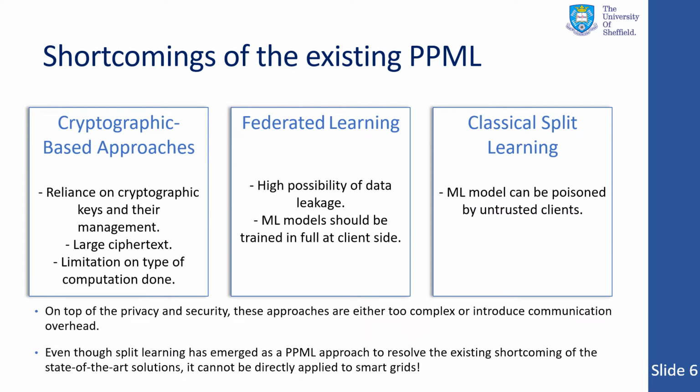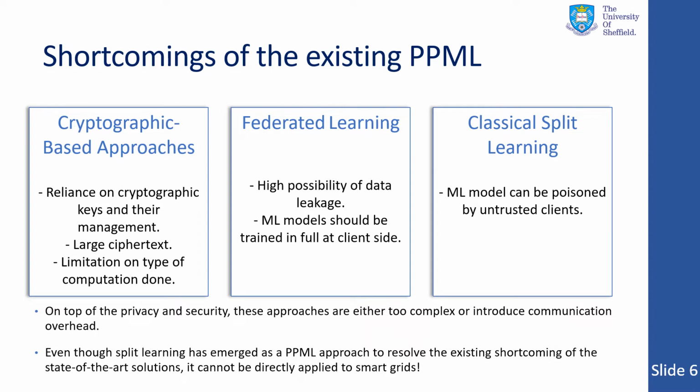Despite the advantages of those privacy-preserving machine learning techniques, they have some shortcomings. For example, the cryptographic-based approaches rely on cryptographic keys and their management, and they often have large ciphertext. And some of the cryptographic approaches are limited to certain types of computation. For federated learning, there is a high possibility of data leakage because the whole model is shared. Another problem is that the machine learning model should be trained in full at the client side.